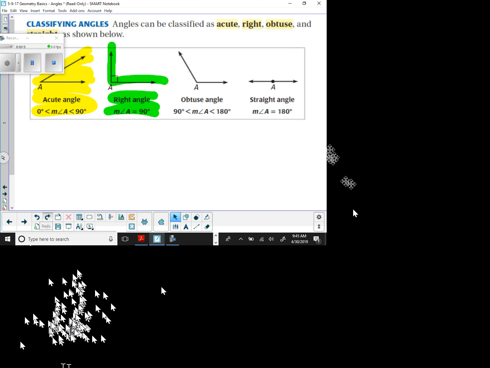An obtuse angle is more than 90, but less than 180. Obtuse angles would be between 90 and 180. So it's more than 90, but less than 180. A straight angle is a straight line, and it is exactly 180 degrees. A straight angle is also known as a straight line, but it's exactly 180 degrees.